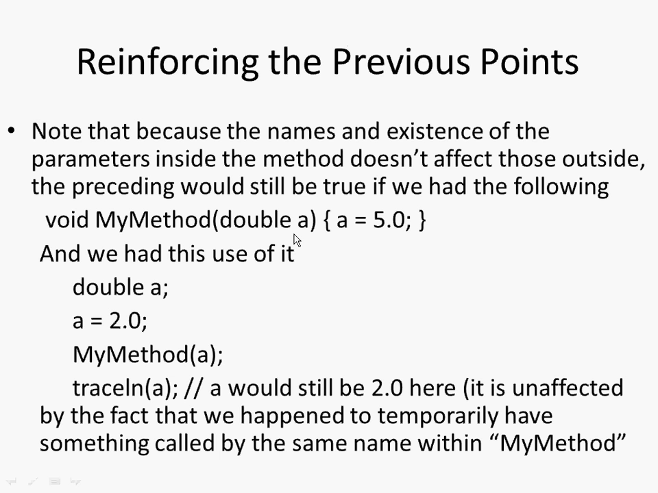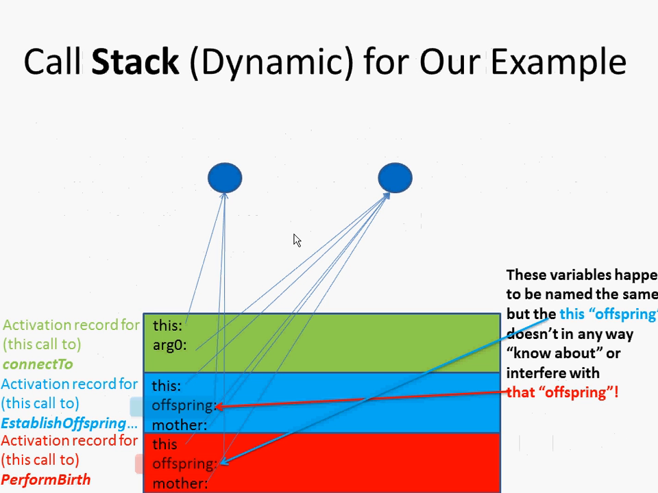This A is a different A than that one. One of the A's lives down here, so to speak, and the other A lives up here. They're two different A's. Those A's don't interfere at all. Just because I name this A doesn't in any way interfere with that one or vice versa. So if I had this code, I have A equal 2, I call my method, and then I were to print out the value of A here, A would still be 2. This A got modified, not that A there. Does that make sense?